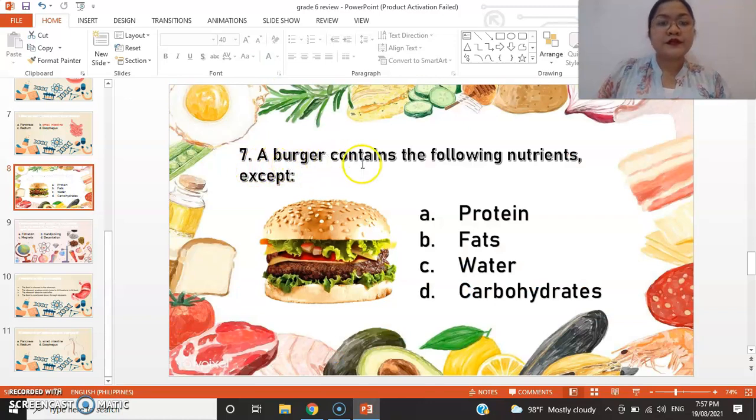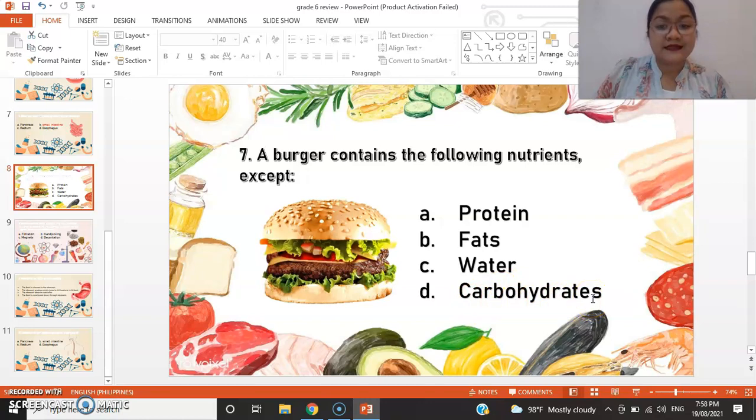Next, number 7. A burger contains the following nutrients except. Again, a burger contains the following nutrients except. When we say except, it means which is the different one, which does not belong. Letter A, protein. Letter B, fats. Letter C, water. Letter D, carbohydrates.